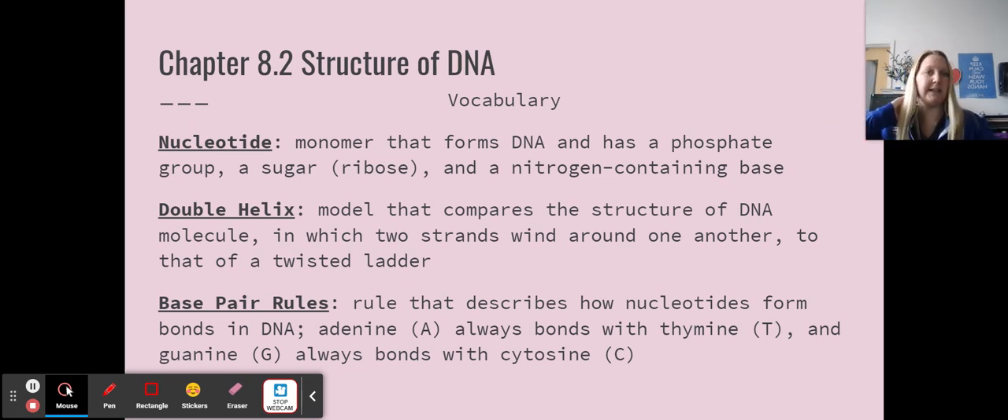So first is a nucleotide. A nucleotide is a monomer that forms DNA. It's made up of a phosphate group, a sugar, and a nitrogen-containing base.